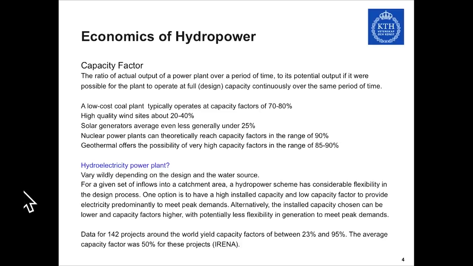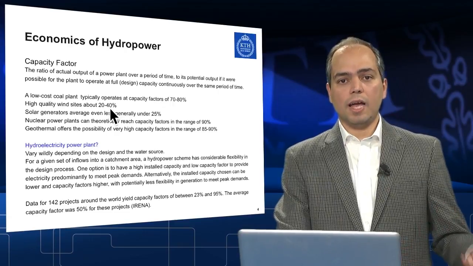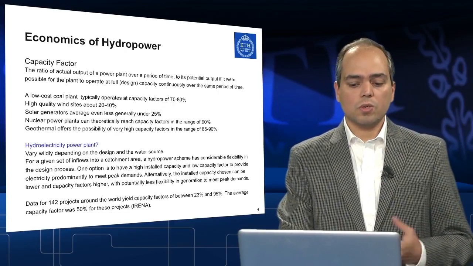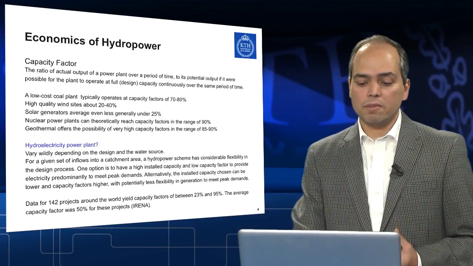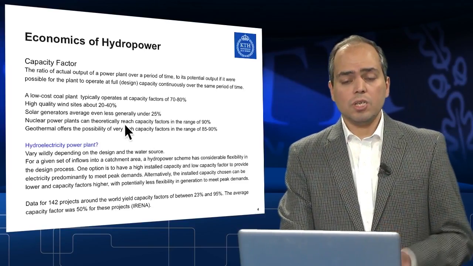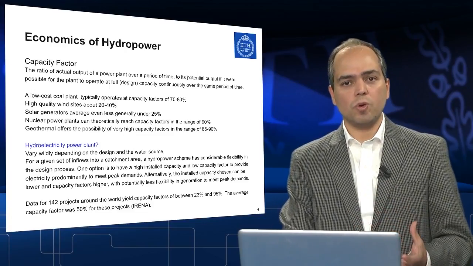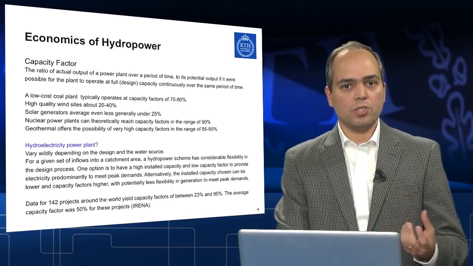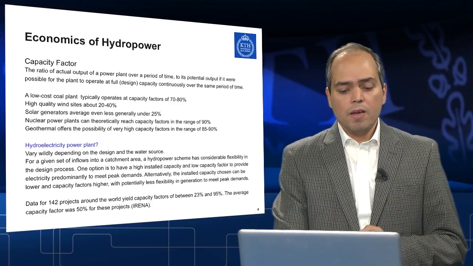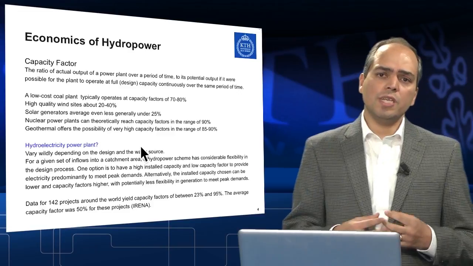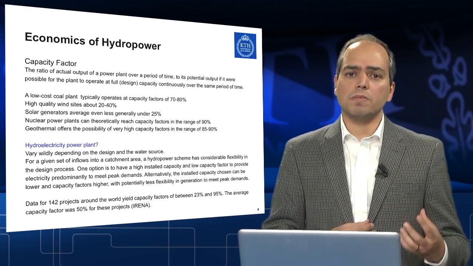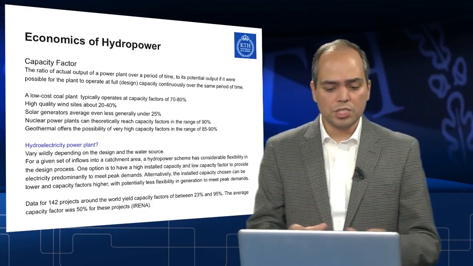So you could see here a high quality wind site has about 20 to 40% of the capacity ratio, and then the rest of the time it doesn't really produce energy as it is designed for. Solar generators have a capacity around 25%. Nuclear power plants theoretically could reach capacity factors of 90% or more, considering the nature of the production. For a hydroelectricity power plant, it's really site specific, it depends on the conditions of each site.